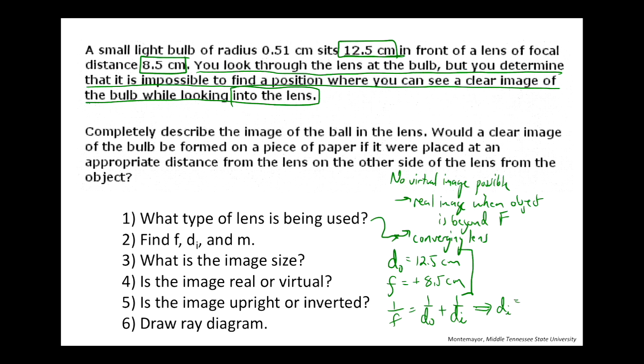26.56. I like that. Let's say 26.6 centimeters. That's our image distance. It's positive. It's a real image. That's how far away it should be from the lens. Okay? That seems okay. So we've got F and DI. We can now find the magnification because we have DO and DI.